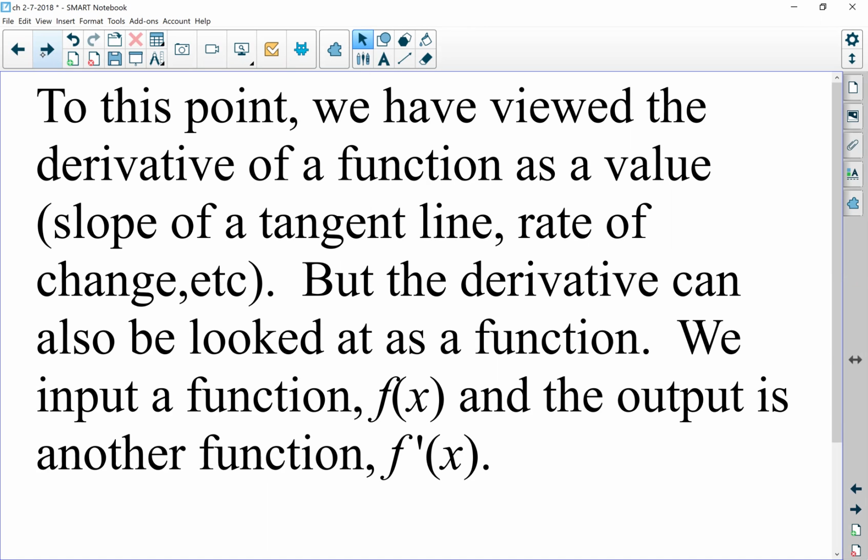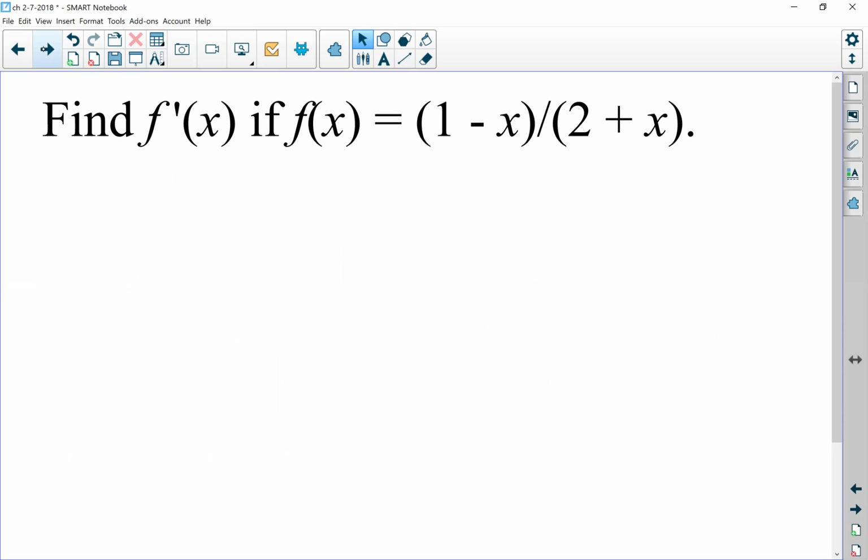We input a function f of x, and the output is another function, which we call f prime or dy over dx. So find f prime of x if f of x is equal to 1 minus x divided by 2 plus x.